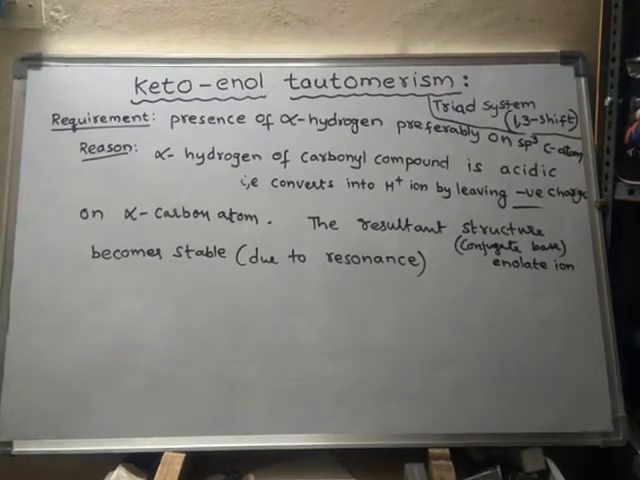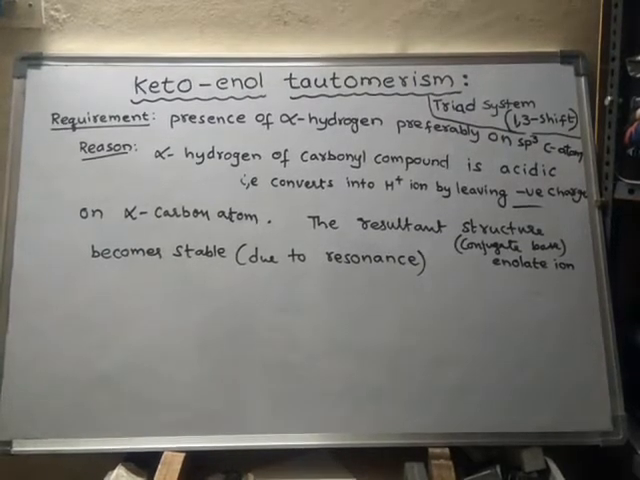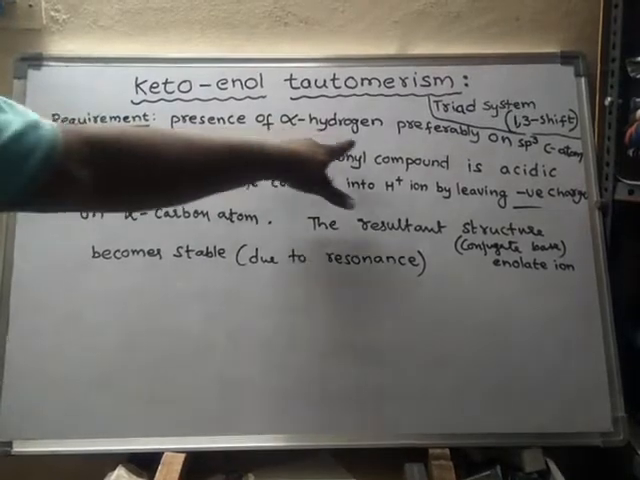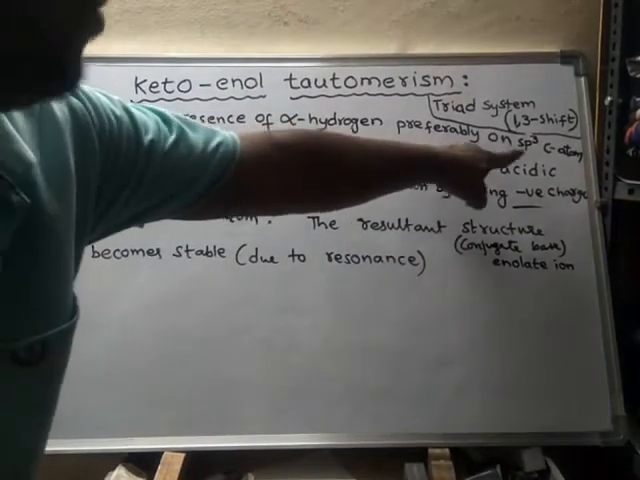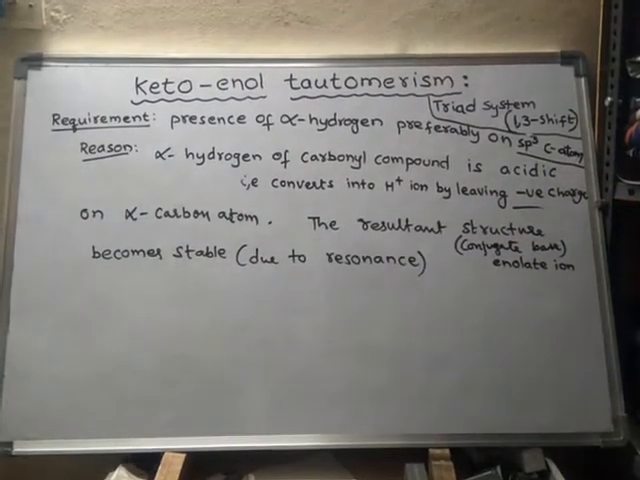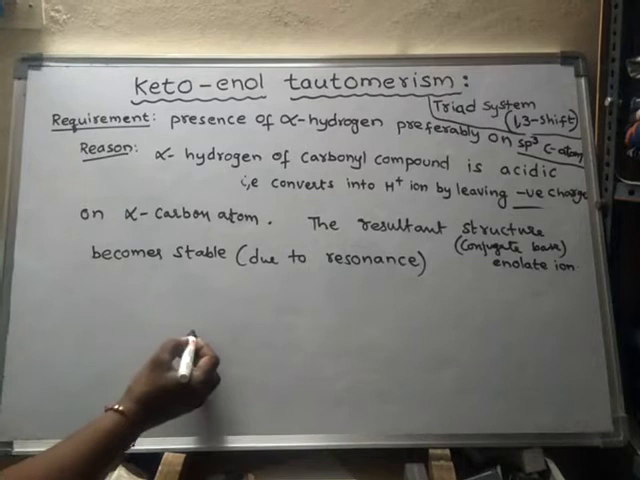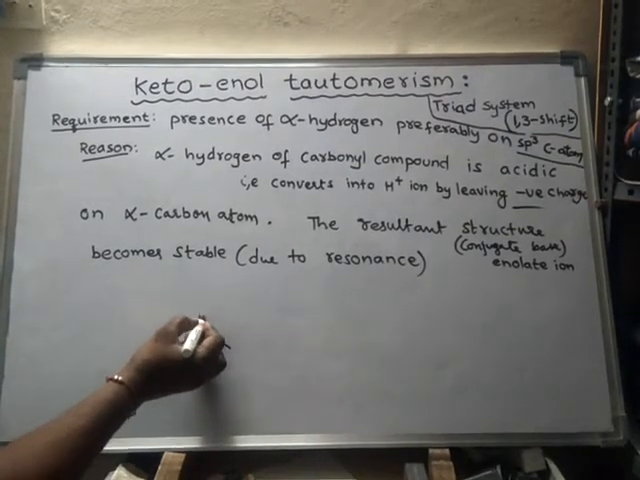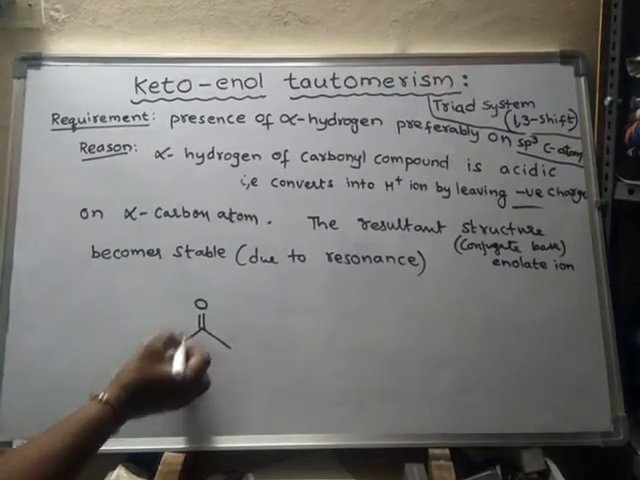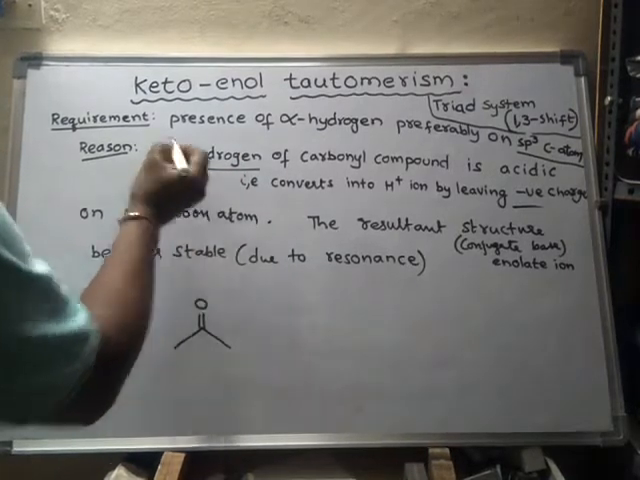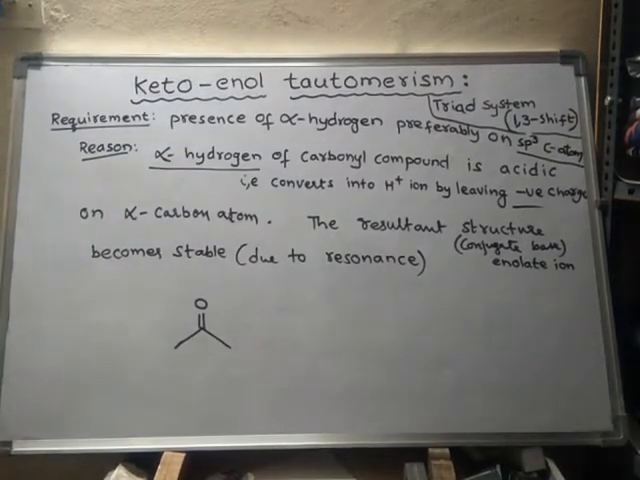For a compound to exhibit keto-enol tautomerism, the main requirement is the presence of alpha hydrogen, preferably on an sp3 carbon atom. For example, suppose we look here: what is alpha hydrogen? Alpha hydrogen means the hydrogen which is present on the alpha carbon.